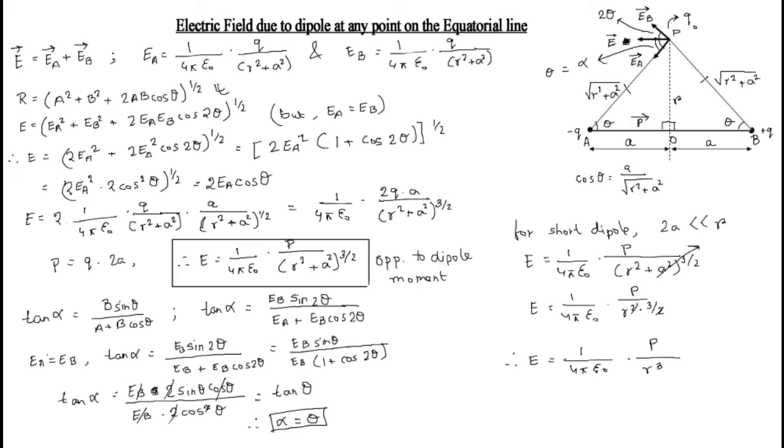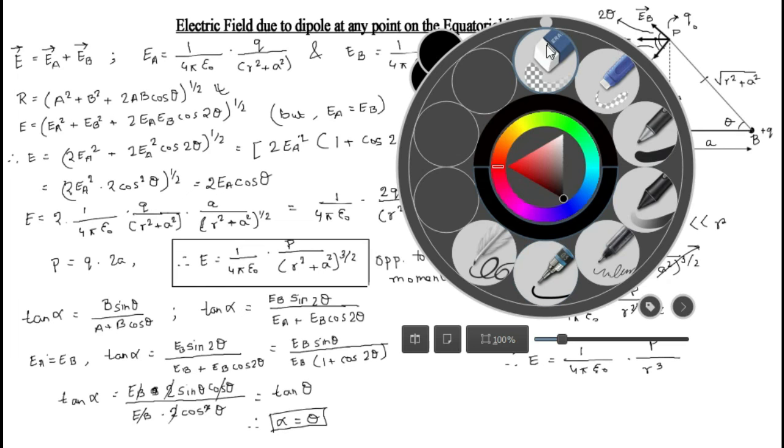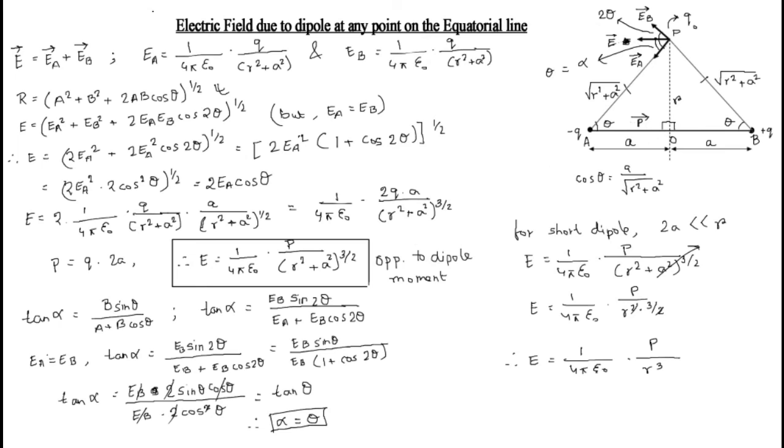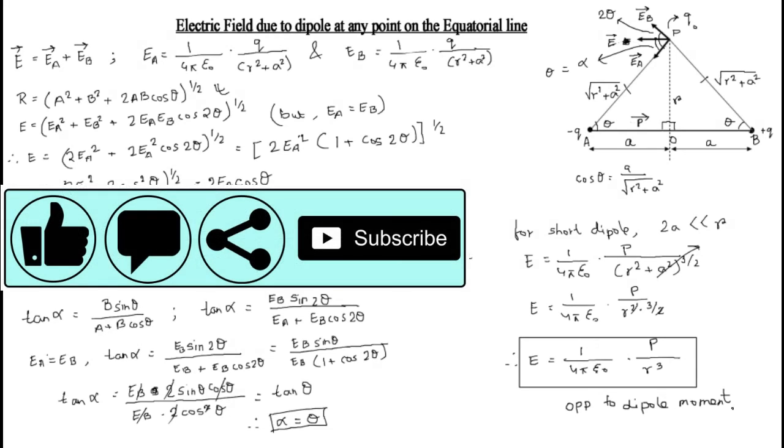This is the expression we are familiar with. This is the final expression, and the direction is as usual opposite to that of the dipole moment, just like we did for the general case. So we are done with this derivation for the electric field due to a dipole on the equatorial line.